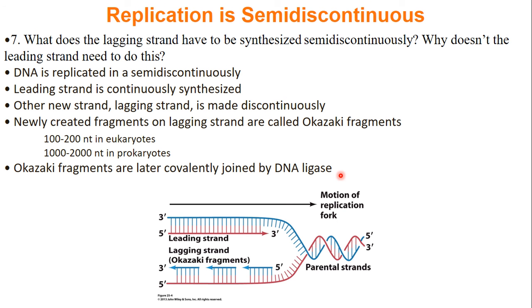Why does the lagging strand have to be synthesized semi-discontinuously? Why doesn't the leading strand need to do that? All right, so we need a 3' hydroxyl to add DNA to. Our polymerases work by only adding to the 3' end. On the leading strand, we always have a 3' end because of the way the DNA is laid out. But on the lagging strand, we don't always have a 3' end. So we need to start adding these primers to make sure we always have a free 3' end so our polymerase can come and build new nucleotides onto our 3' end.